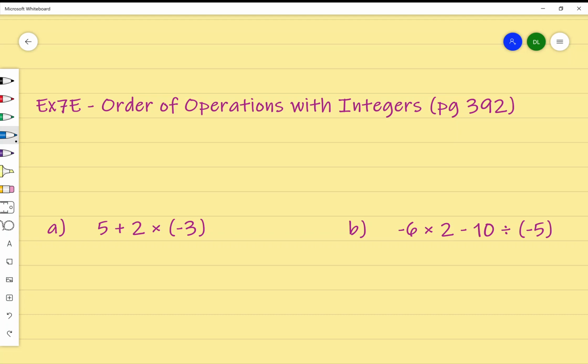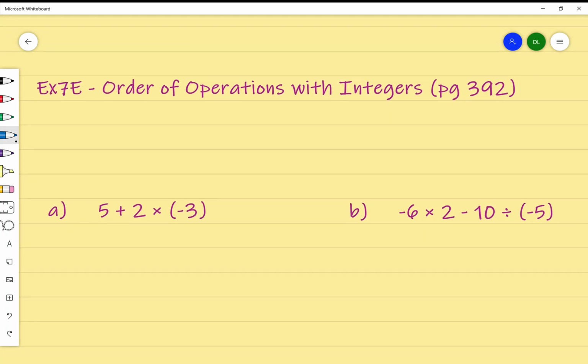So we're going to try and put our understanding of that into these questions and see if we can solve them. So first question, 5 plus 2 times negative 3. What's the first thing I do? So first thing I do is identify the operations. What operations do I have, Henry? I got a plus and times. Awesome. So which one do I do first?